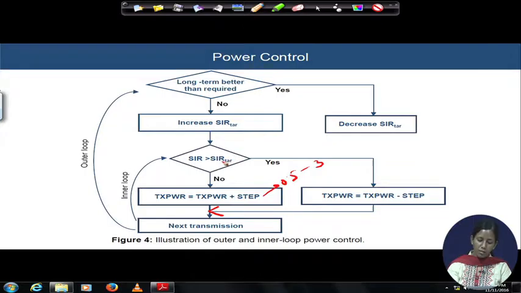So, actually after changing the SIR target, with the increased value or the decreased value also, you may run the same part. Here we have shown the whole stuff with the increased one. Similarly, with the decreased one also, the lower inner loop will run. So, this is a replica of the increased SIR target.